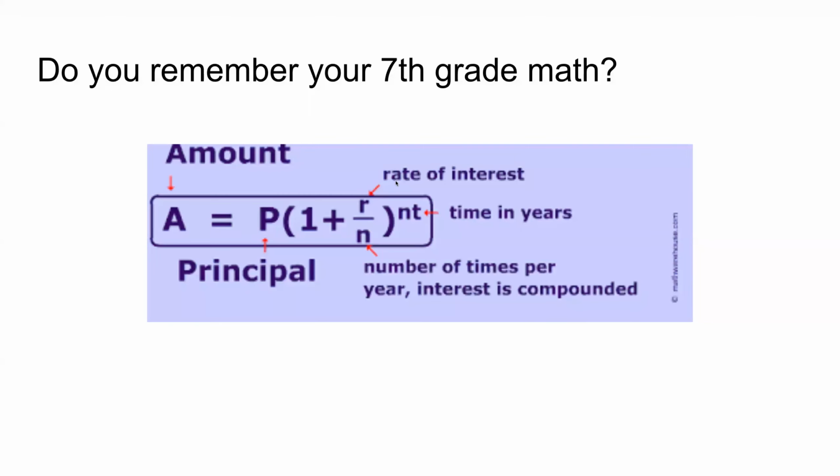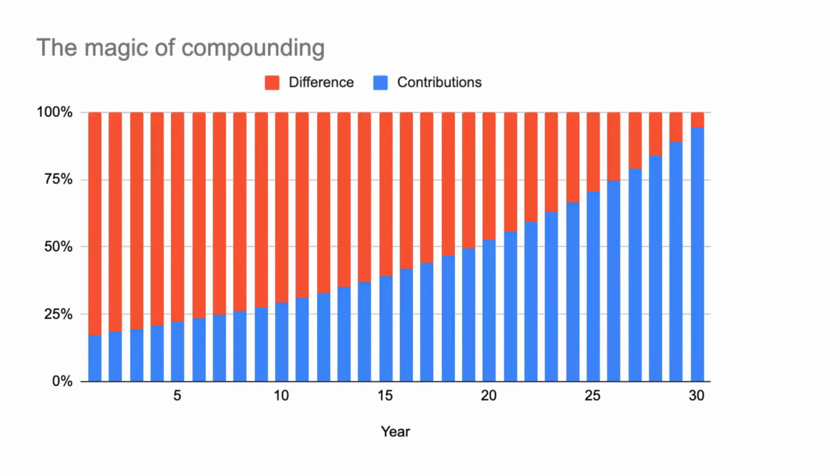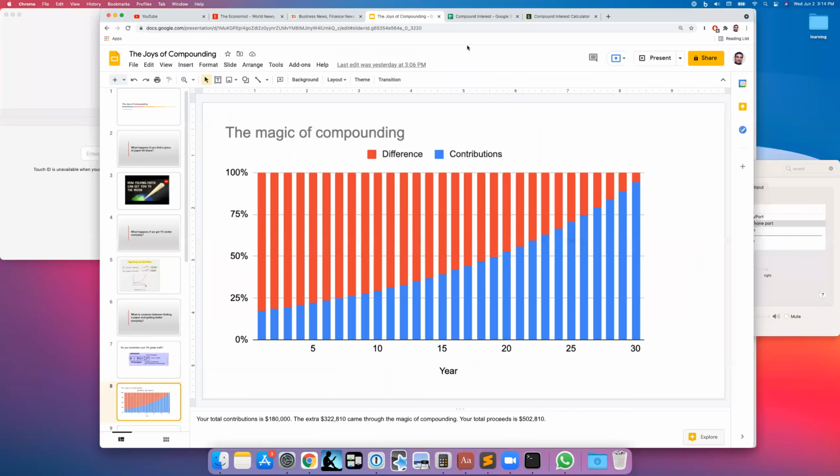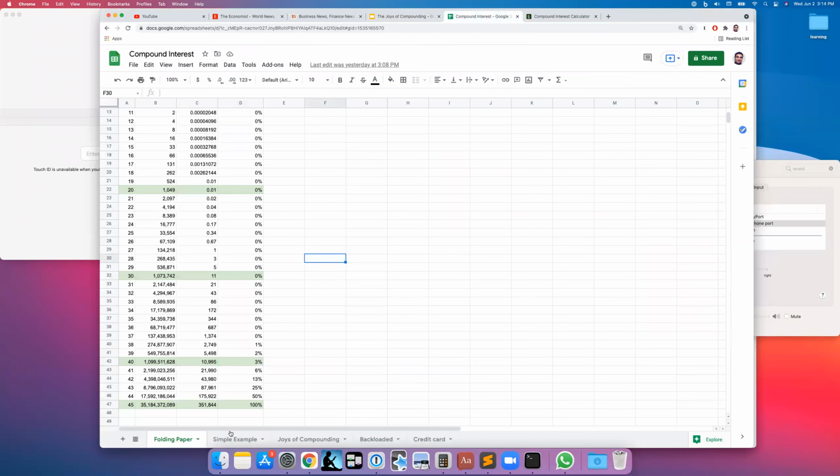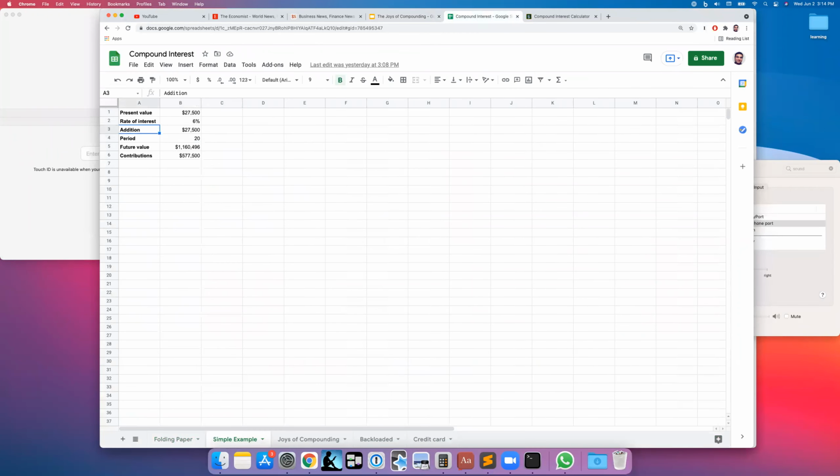Now I'm going to jump into the Excel sheet and explain the magic of compounding when applied to money. So here's a simple example that I took. I have $27,500 with me, and the rate of interest is 6%. Every year on the 1st of January, I'm going to add 27,500 extra, and I'm going to do that for 20 years.